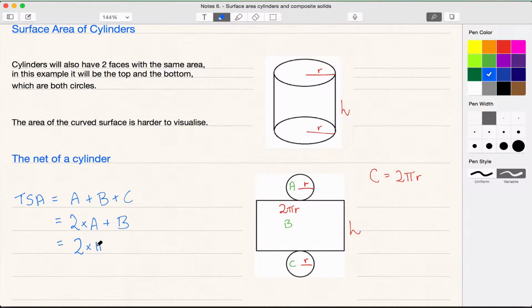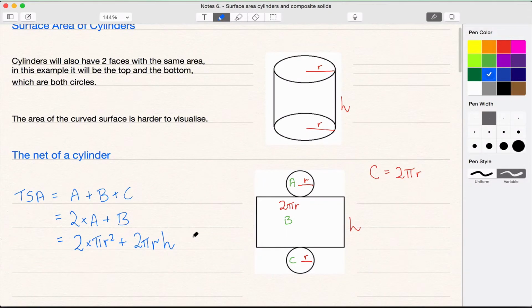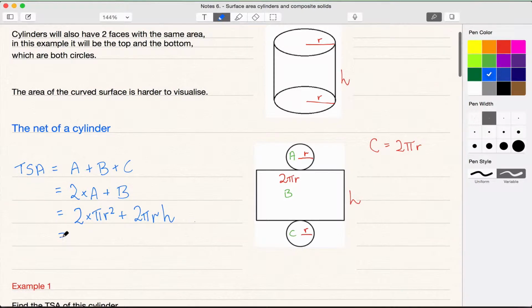Going back to A, the area of a circle is pi r squared. And B is a rectangle, the length is 2 pi r, and times that by the height. You could put a little times in there if you want, but remember we don't need to put a times, we can just write it all next to each other. It means times. And we end up with a formula here: 2 pi r squared plus 2 pi r h.